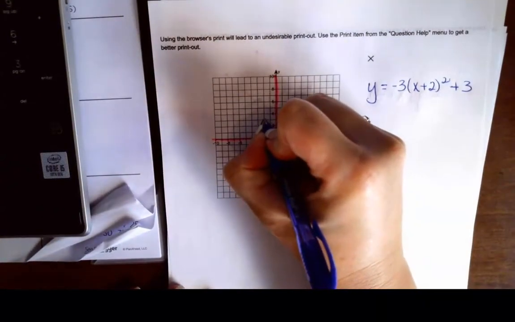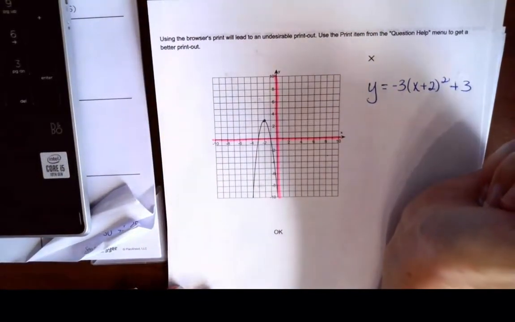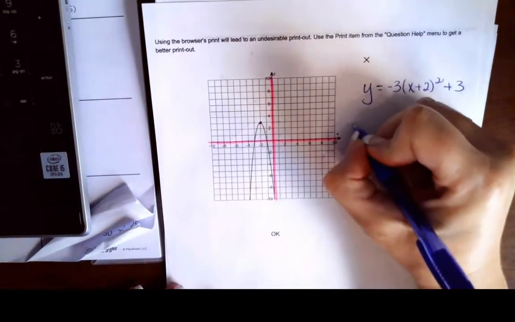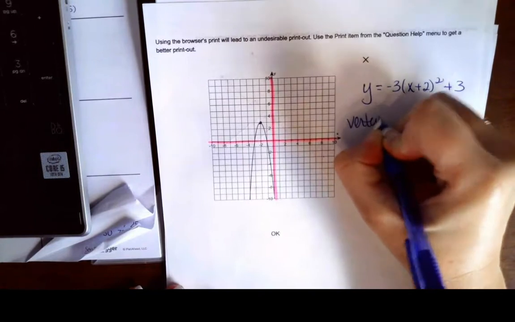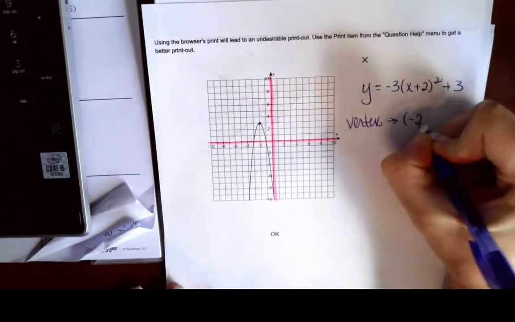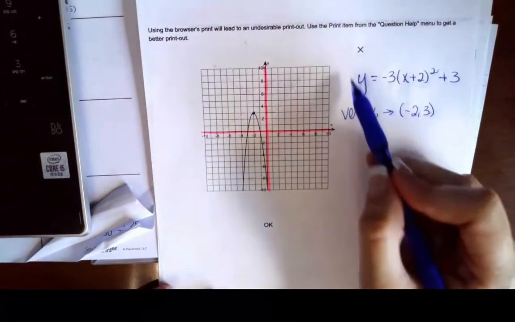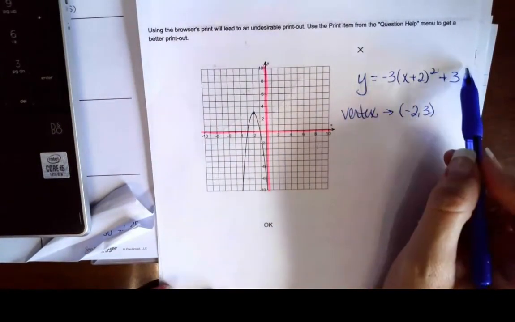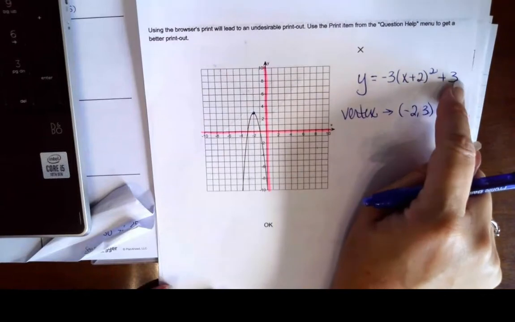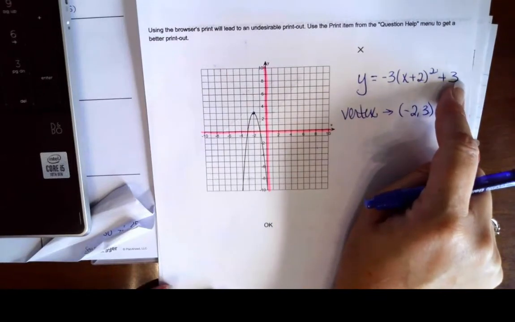Well, I already know what the vertex is. The vertex is sitting right there in my face. It's at negative 2, 3. So my vertex is negative 2, 3. So look at your original format. This is in vertex form. You've got a chunk squared plus or minus a number. So your vertex is screaming in your face.